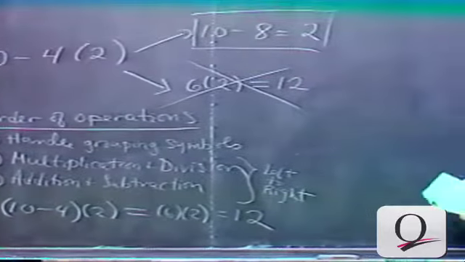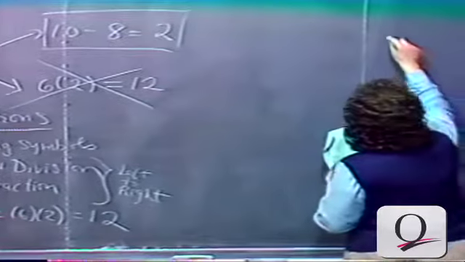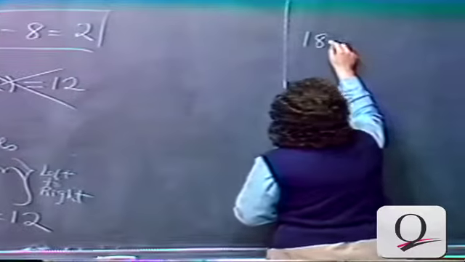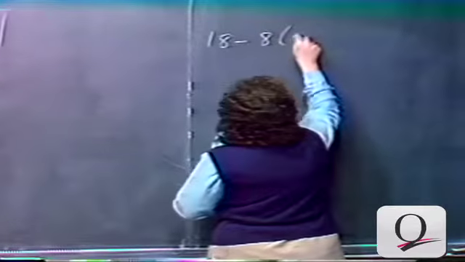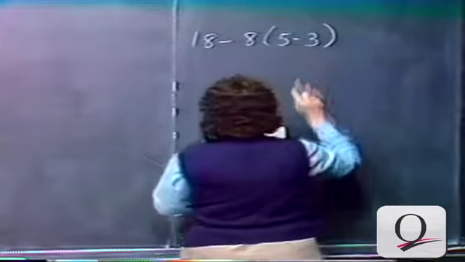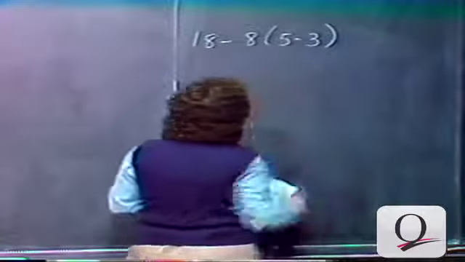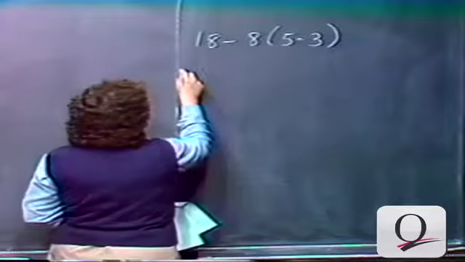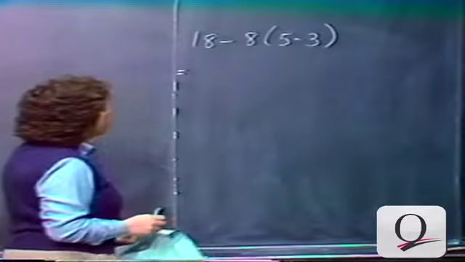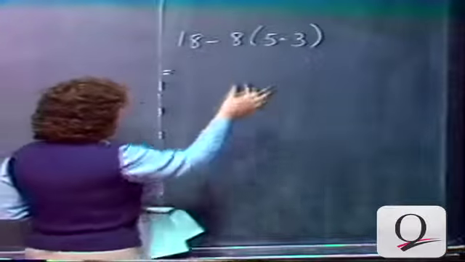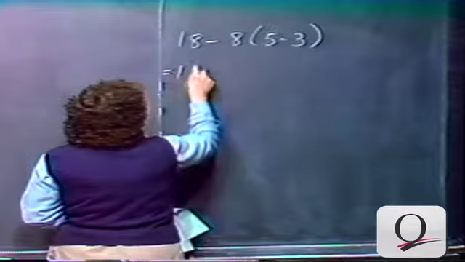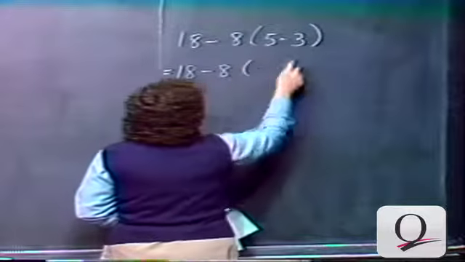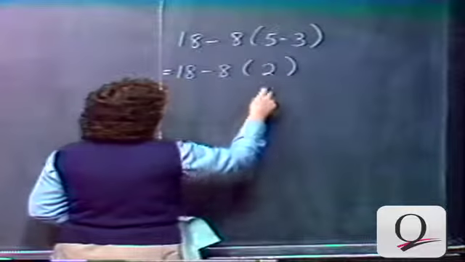Okay, let's try another example. 18 minus 8 times 5 minus 3. And the 5 minus 3 is in parentheses. Well, according to order of operations, we first simplify what's in the grouping symbol. So we get 18 minus 8. Now 5 minus 3 is 2.